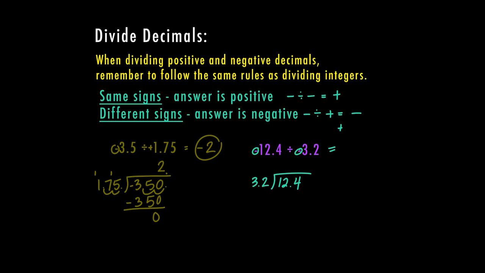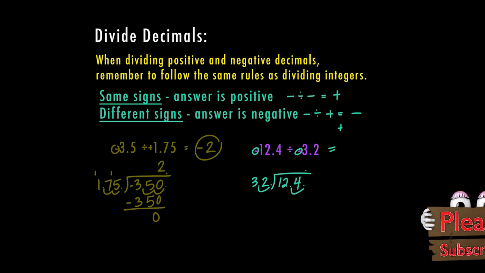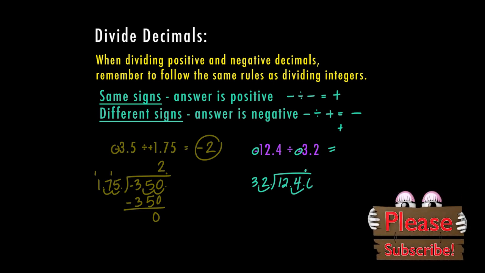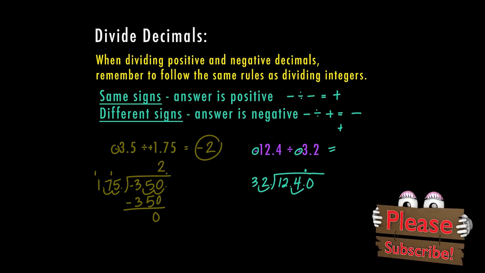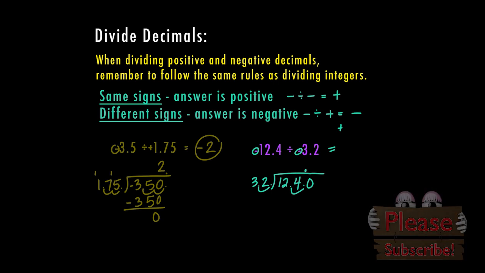So now that I have my numbers in place, I can go ahead and make the outside number, my divisor, a whole number. So I'm going to move my decimal all the way to the right. In this case, I moved it one place. So we're going to move the decimal in the dividend one place to the right. And then I'm going to bring my decimal straight up. I'm going to go ahead and add a 0 after the decimal, just in case I have to keep going. So now I have 32 into 124.